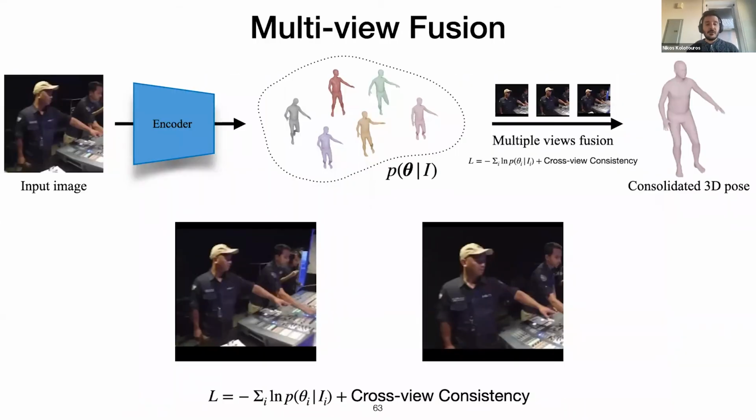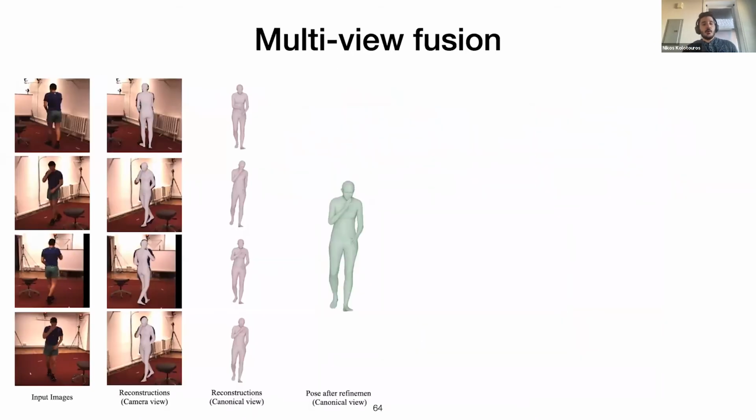The final application we investigated in the paper was multi-view fusion. This means that we have access to multiple views of the same pose, and we want to consolidate information to find the most likely one. So here you see 4 views of a subject. The second column shows the initial predictions, which is the mode of each view. In the third column, we show these in a common reference frame. Notice that the right-hand position in the first image is occluded, and the reconstructed pose is not very accurate.